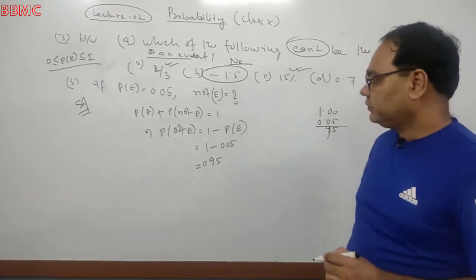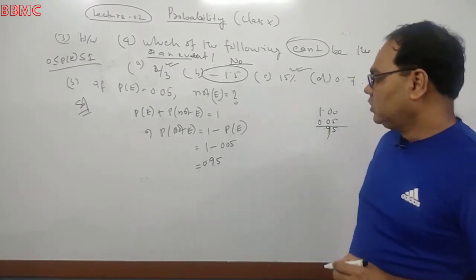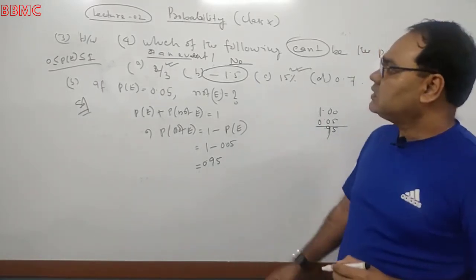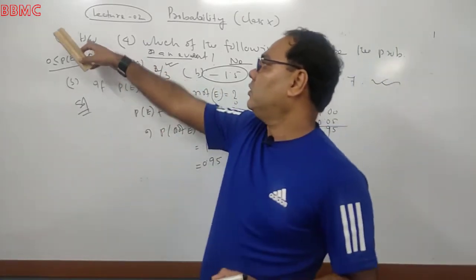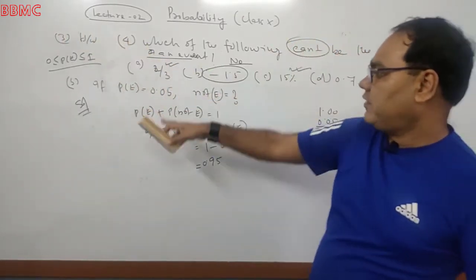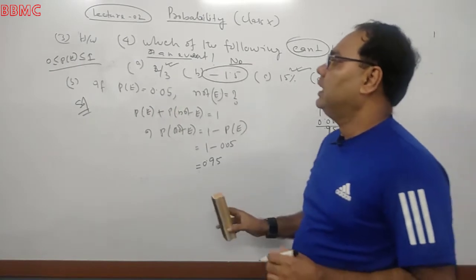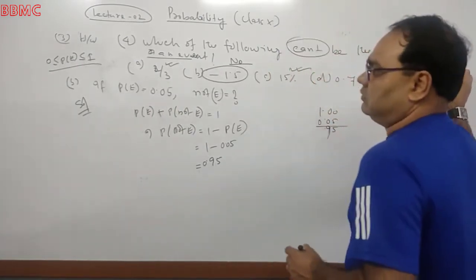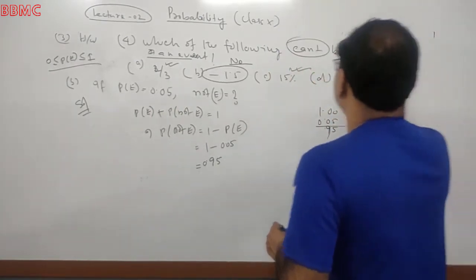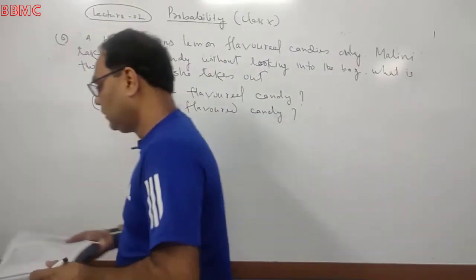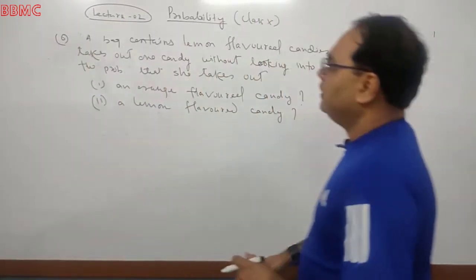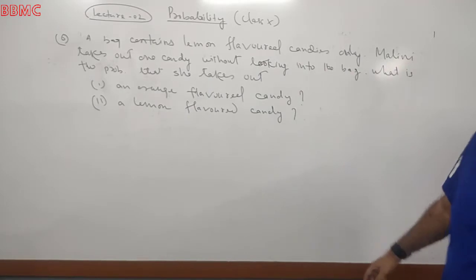Finished? Question 3 goes as homework. 4, this is the answer. 5, this is the answer. Let's go to question number 6. Okay, this is question number 6.